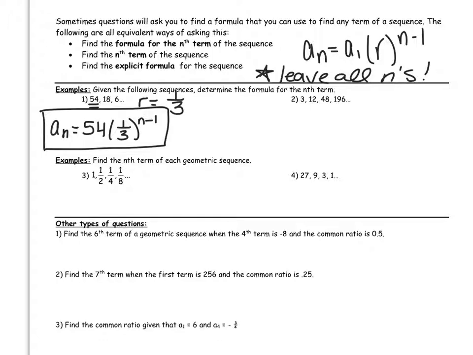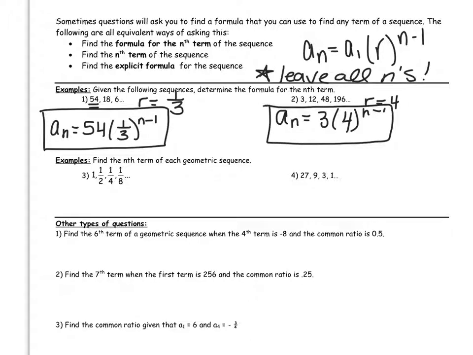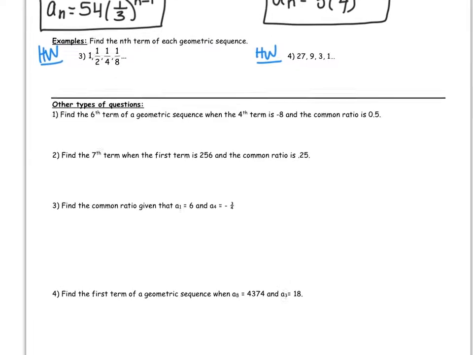Alright, I'll do one more with you. So in example number 2, how am I going from 3 to 12 to 48? Well, you should be telling me multiply by 4. So we're going to do the same formula, a sub n equals a sub 1, which is 3, my common ratio, which is 4, to the n minus 1 power. And again, that's it. We can't do anything more. So we're going to do example 3 and example 4 for homework. And now let's see what we could do with these last types of questions here.